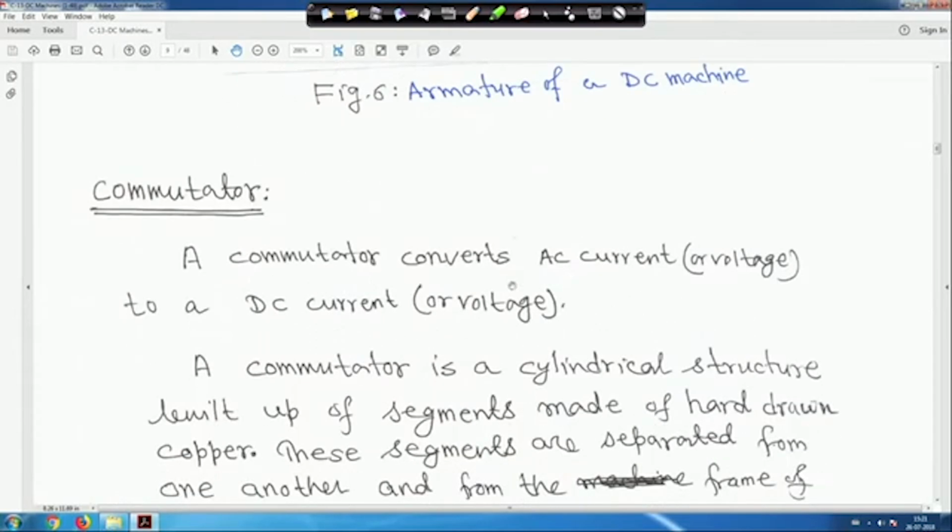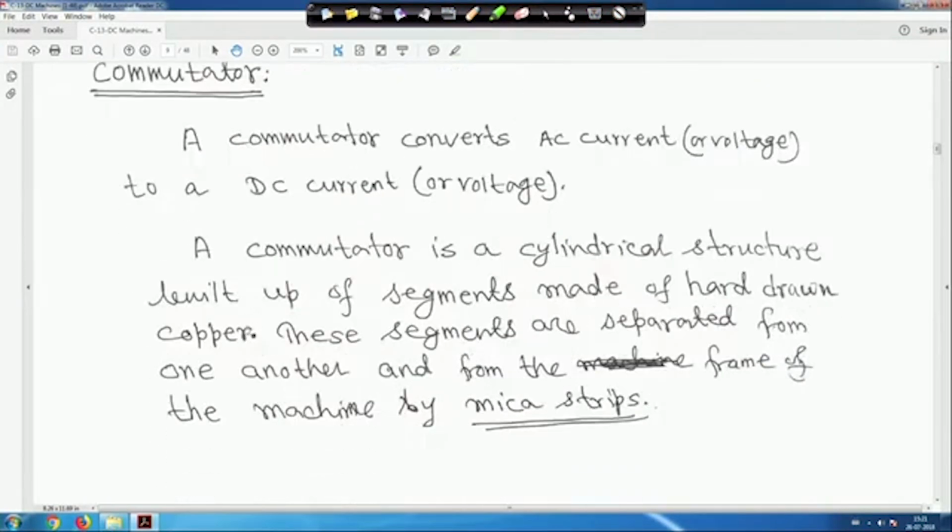And then the commutator converts AC current or voltage to a DC current. Sorry, here actually it will be convert AC current or voltage to DC current or voltage, this is right. So, a commutator is a cylindrical structure built up of segments made up of hard drawn copper. These segments are separated from one another and from the frame of the machine by mica strip, right.